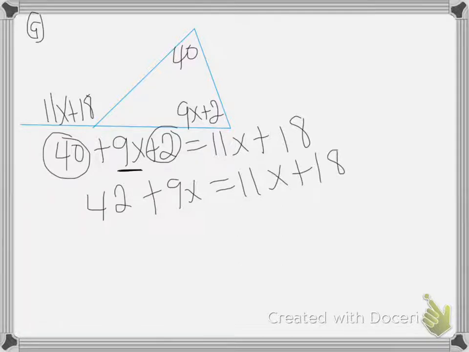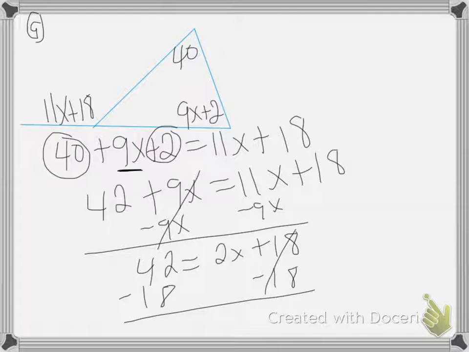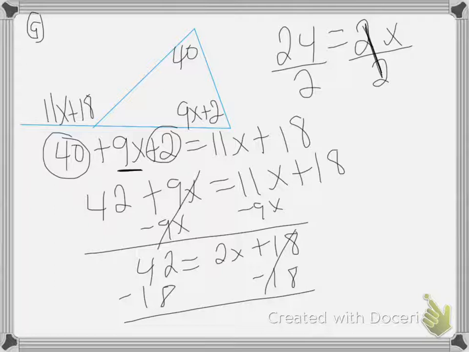I like to get rid of the smaller x first, which in this one is 9x. Minus 9x, minus 9x. 42 equals 11 minus 9, which is 2x. Bring down the 18. Then subtract 18 like you did. That goes away. I'm going to put it up here, have more room. 42 minus 18 is 24 equals 2x. Divide by 2. X is 12.